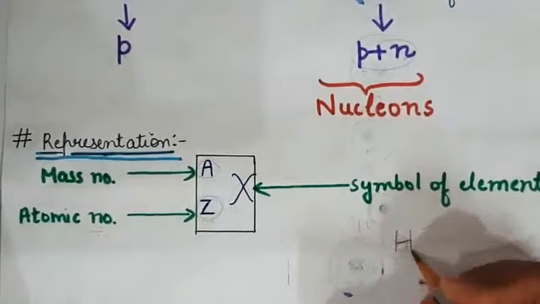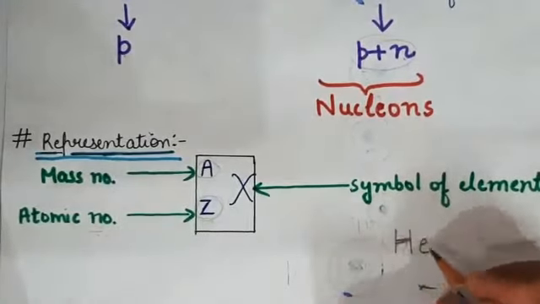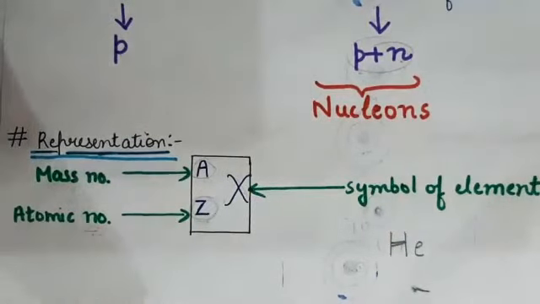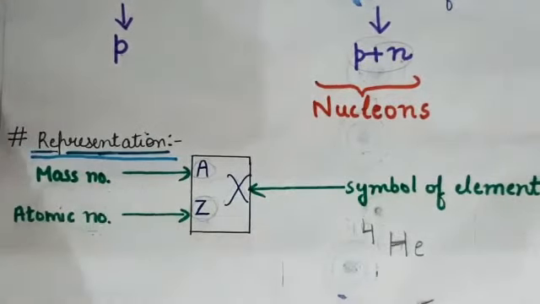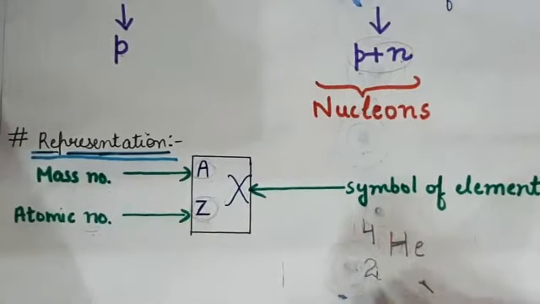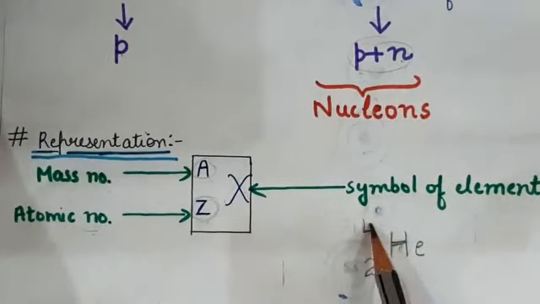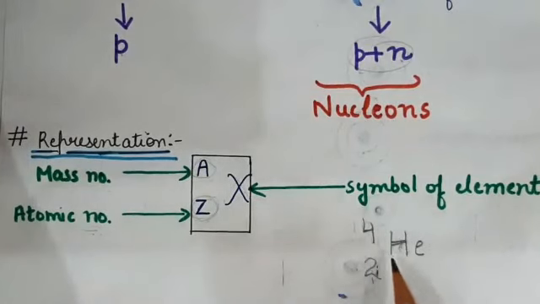Suppose helium. What is the symbol? He. What is the mass number of helium? It is 4 u. So 4 is the mass number, written on the top, left hand side. And what is the atomic number of helium? It is 2. So it is written below. So this is the representation of the element helium. Mass number on the top, atomic number below, and the symbol. Clear, students?